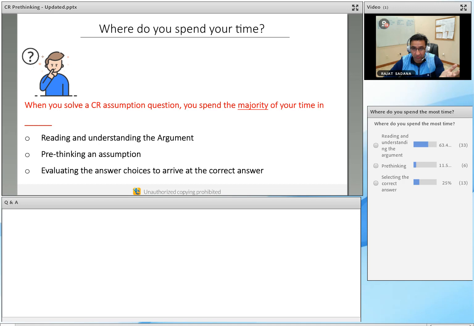The time spent on selecting the answer choices is going to be very, very little. Now, if you are someone who's spending a ton of time on selecting the correct answer, then you're not doing pre-thinking properly. That's a classical indicator. Probably the most common indicator that your pre-thinking part is not being done properly, which is why you're being confused, which is why you're spending time choosing between answer choices.